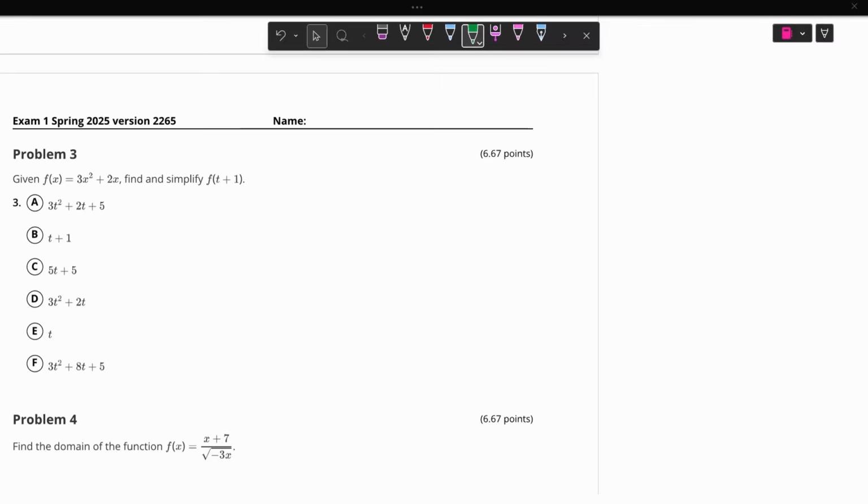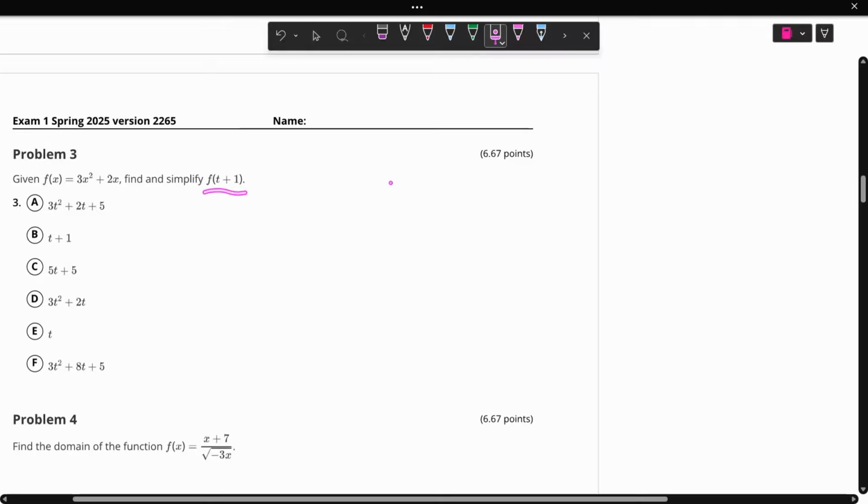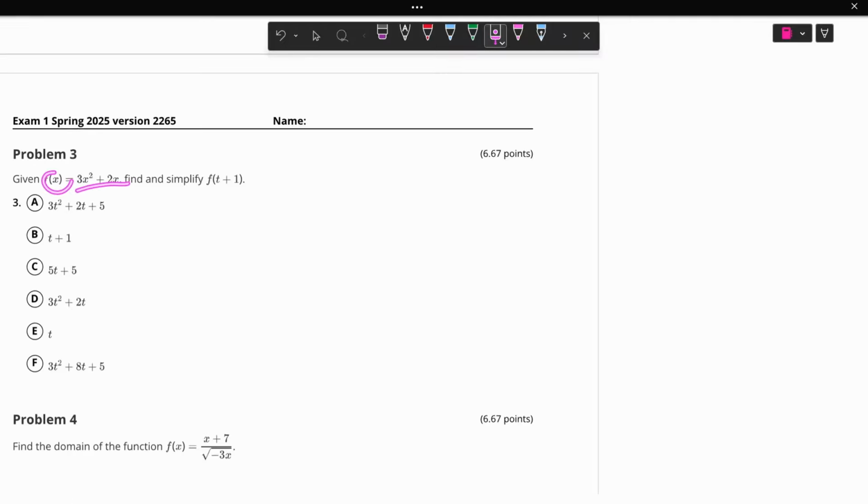Okay, given f of x is equal to 3x squared plus 2x, find and simplify f of t plus 1. So in this question, we're given a function f in terms of x, and it's asking us to figure out what that function is going to be equal to when x is equal to t plus 1, as written here. So what we're effectively going to be doing is we're just going to be replacing all of these x terms with a t plus 1.